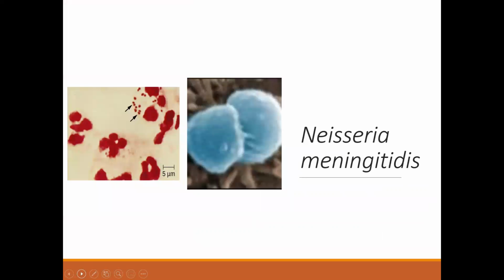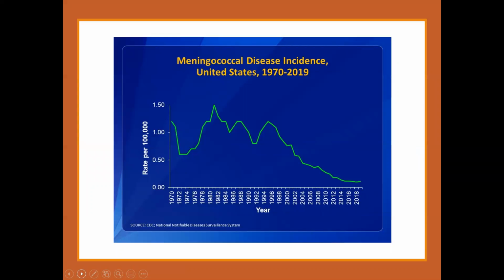So here is Neisseria meningitidis. It does exist as a diplococcus, and so you can see here the little diplococci in this smear. Fortunately, since we've had the vaccine, we've really seen a big decline in meningococcal disease incidence. So that's a good thing.